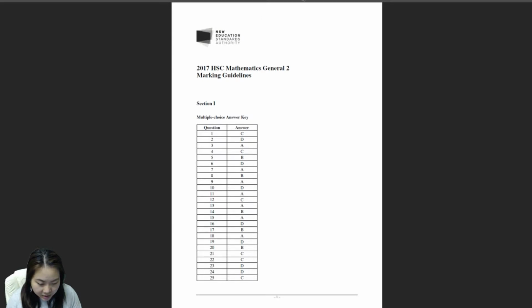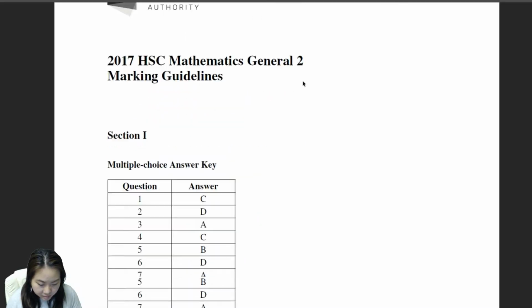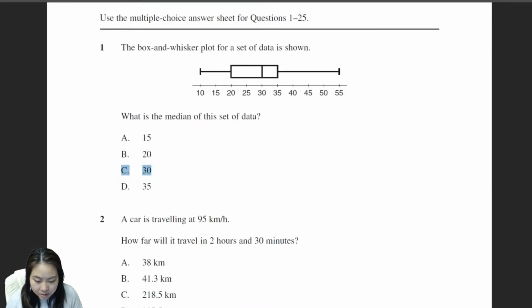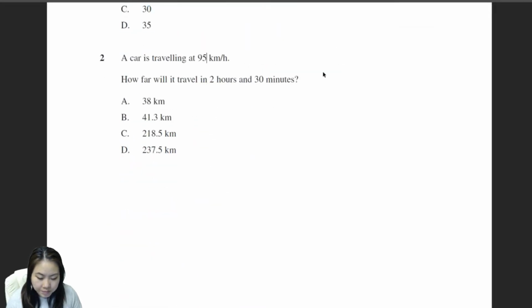Question 1, let me make that bigger. Question 1C. Alright, moving on. Question 2. A car is traveling at 95 kilometers per hour. How far will it travel in 2 hours and 30 minutes, so 2.5 hours?